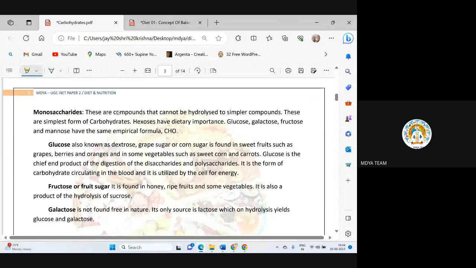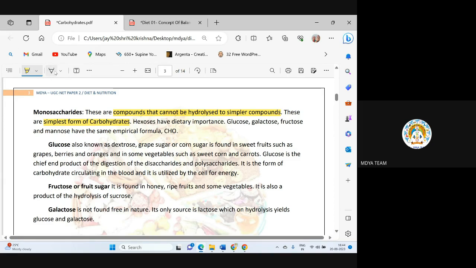Okay, monosaccharides are compounds that cannot be hydrolyzed to simpler compounds. These are the simplest compounds. These are the basic unit of carbohydrate. These are the simplest form of carbohydrate. In monosaccharides, there are different types, hexose and pentose.